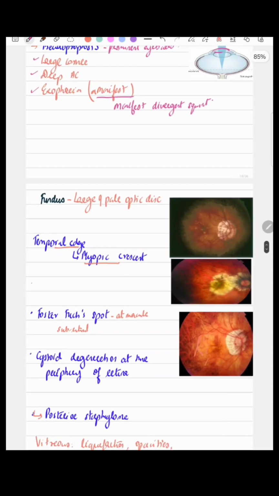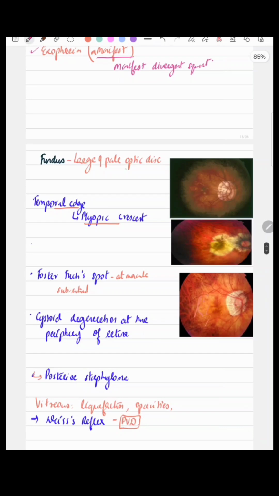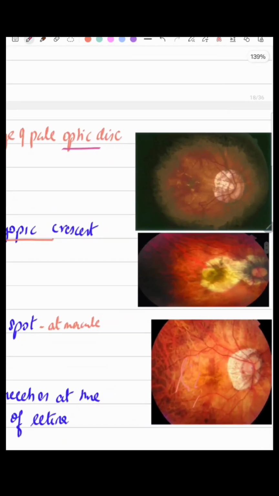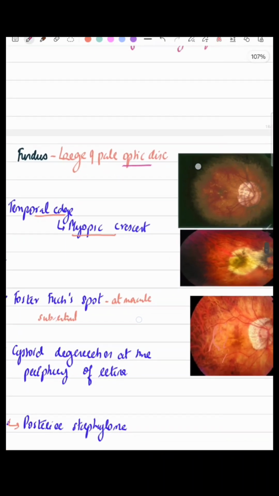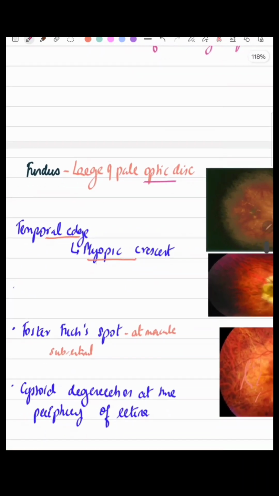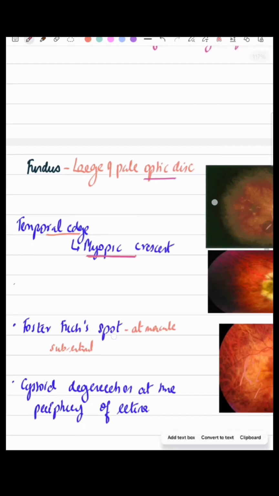Fundus in pathological myopia: there is a large and pale optic disc, and the temporal edge shows a characteristic myopic crescent. Sometimes a peripapillary crescent is also seen.